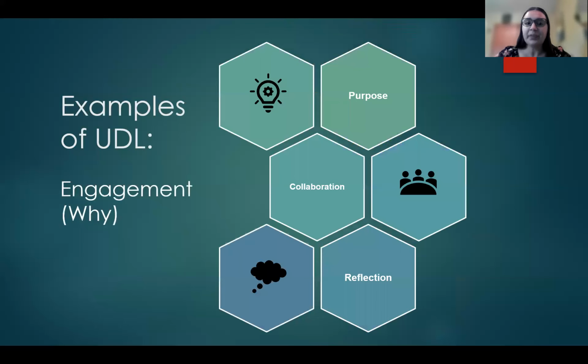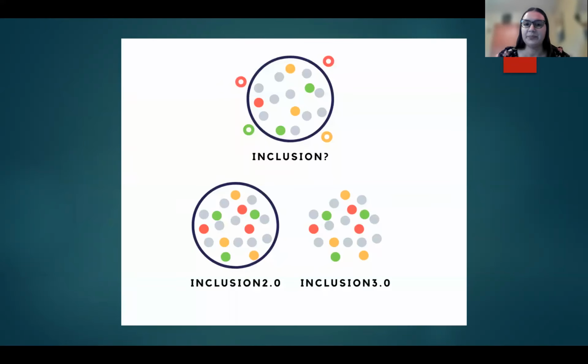Finally, we want to talk about the why, or the engagement piece of Universal Design for Learning. This is how students are interested and motivated to participate. So we want to always have a clear purpose for why we are teaching what we are teaching. Collaboration and relationships also build engagement. Having students have a relationship with us as instructors and with each other as a community of learners is really important. And providing time for reflection also provides another way to get students engaged because they're reflecting on their own practices and what they have learned.